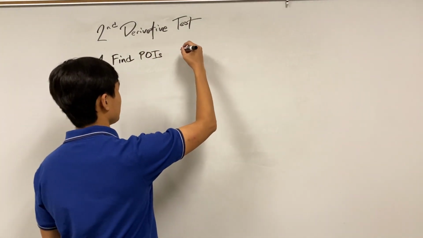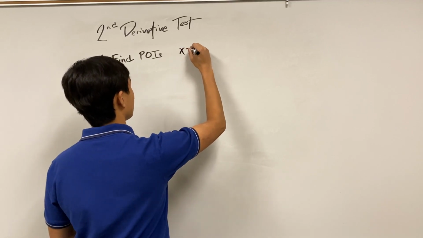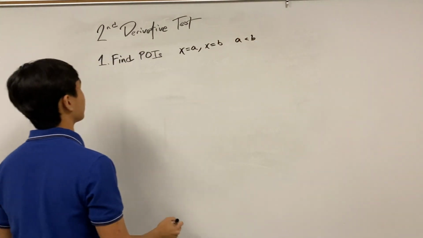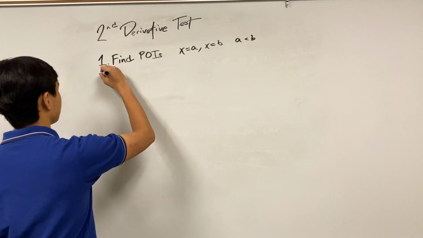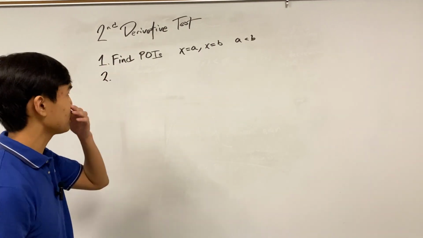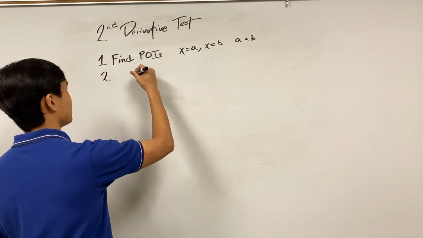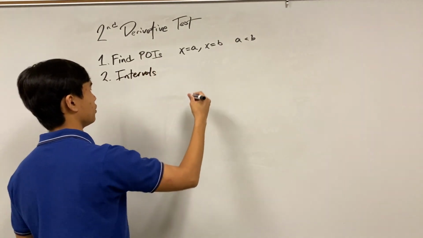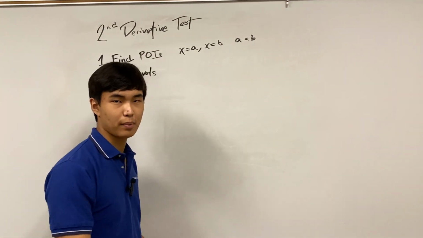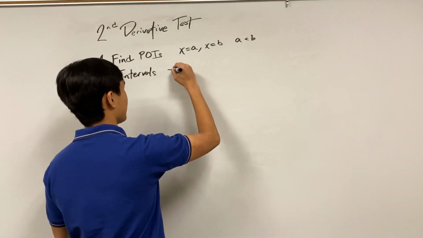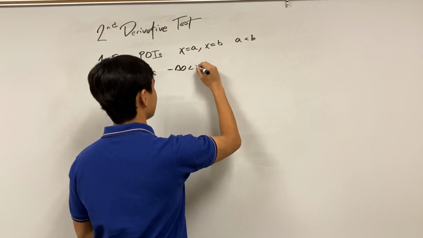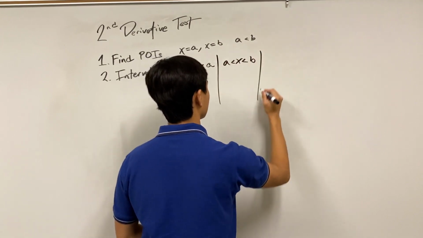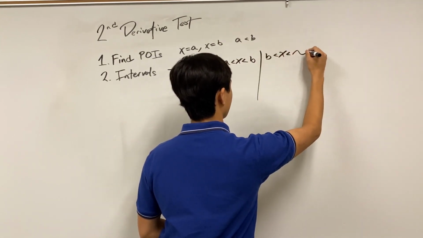And again, I'll just use some arbitrary values, x equals a and x equals b, with b bigger than a. All right, the second step is to make our intervals. You'll see this is very similar to the first derivative test. All right, so again, this has to span the whole number line. So we're going to go from negative infinity to a, from a to b, and from b to infinity.